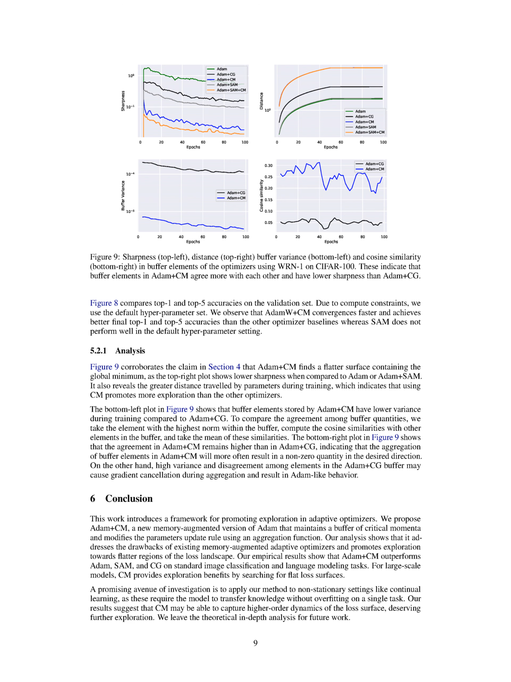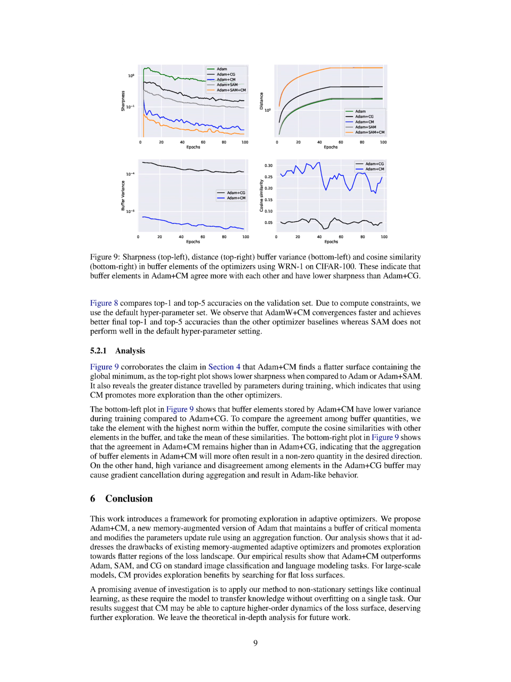Our analysis supports the claim that Adam plus CM finds a flatter surface containing the global minimum. This is evident from the top right plot showing lower sharpness compared to Adam or Adam plus SAM. It also shows that parameters travel a greater distance during training when using CM, suggesting that CM encourages more exploration than the other optimizers. The bottom left plot reveals that buffer elements stored by Adam plus CM have lower variance during training compared to Adam plus CG, conjugate gradient.